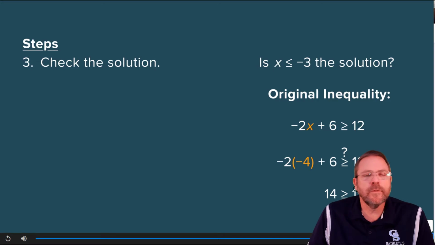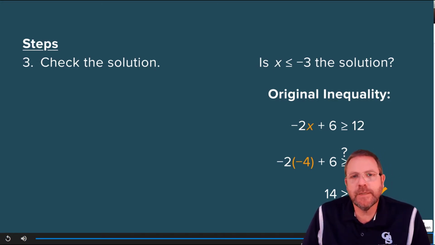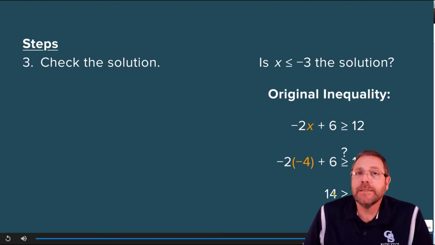All right, a couple of things I want to point out here. One is that she said it provides evidence that the solution is correct. It's not a guarantee the solution is correct, because you could come up with a number here which would give you a true statement here that is not actually going to be the correct answer.